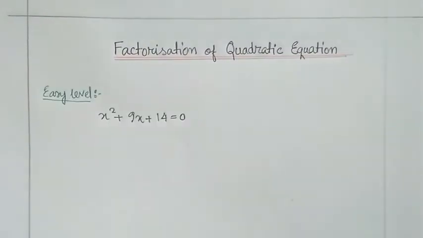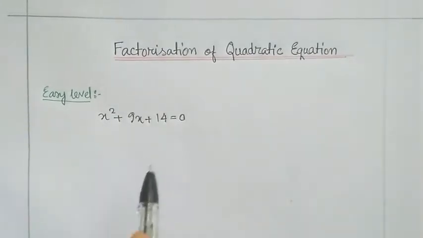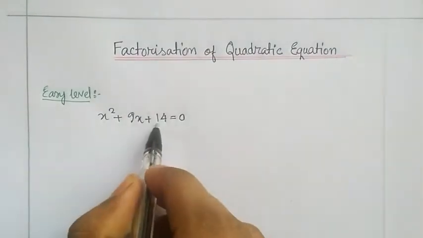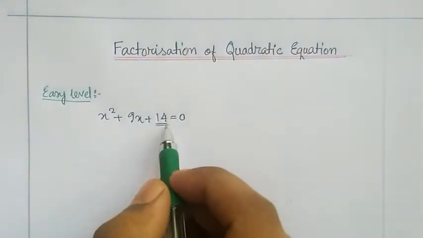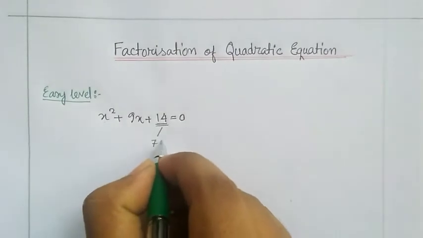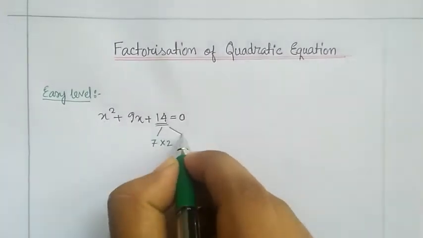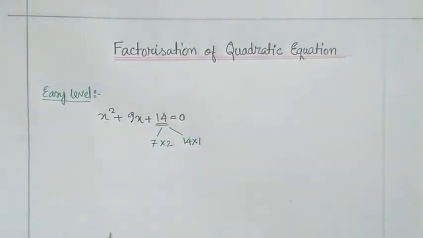Now let us consider an easy level quadratic equation. The equation considered here is x square plus 9x plus 14. Now how do we factorize this quadratic equation? Step number 1 is to factorize the constant term. Here the constant term is 14. Now how can we express 14 in terms of its factors? We can write it as 7 into 2. We can write it as 14 into 1. Are there any other factors?